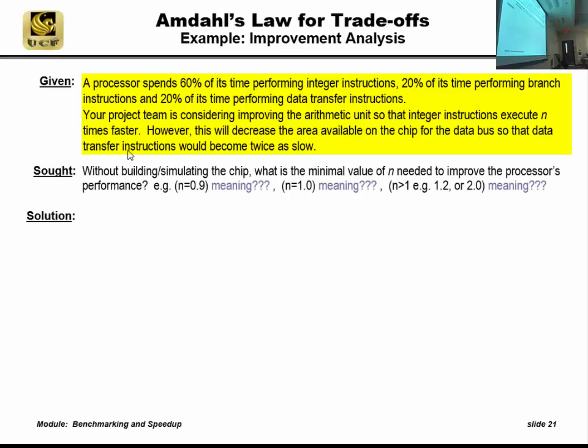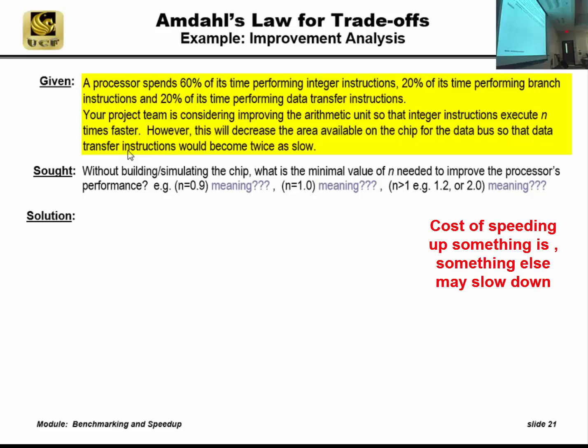Okay, let's read the specification again. 60% of the time is integer, 20% branch, 20% data transfer. Your project team is considering improving the arithmetic unit. So that's what? Arithmetic unit. Integer, okay? It's not branch, which is control. Data transfer is load and store. It's got to be integer, to execute n times faster.